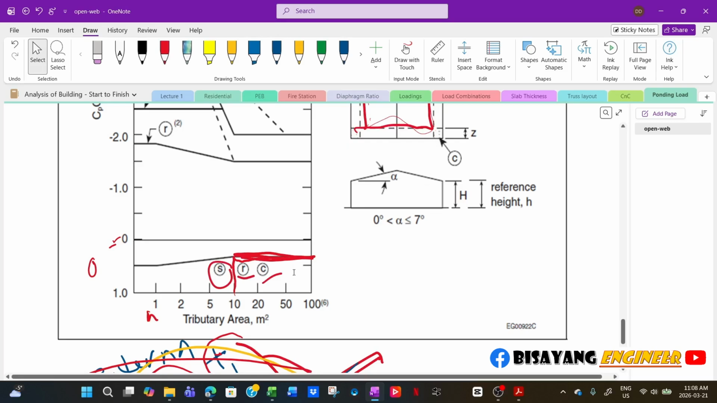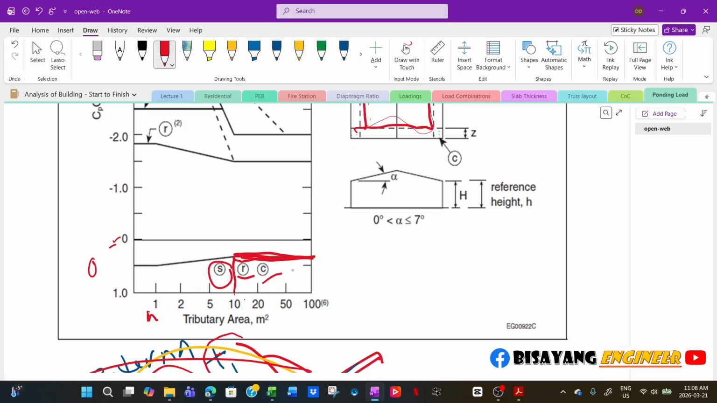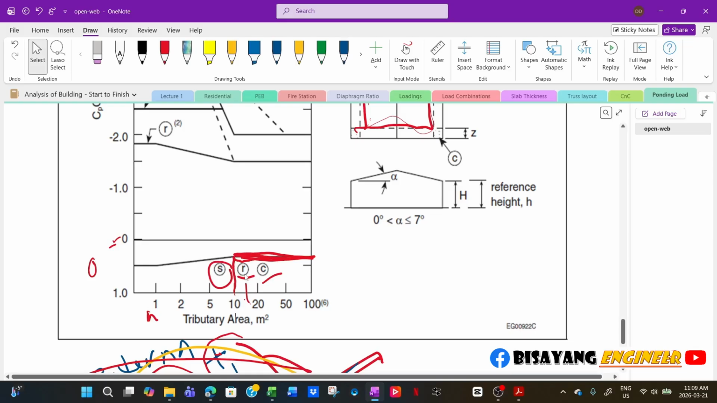So if you have bigger spacing, bigger tributary, bigger span for your purlins, it will end up, say, 15 square meter. So it's the same, but it's always conservative if you use a smaller area. But it's up to you. The code says that if you are designing for the roof cladding and liner, you use 1 square meter. But in your roof purlins, you assume 10 square meters area.